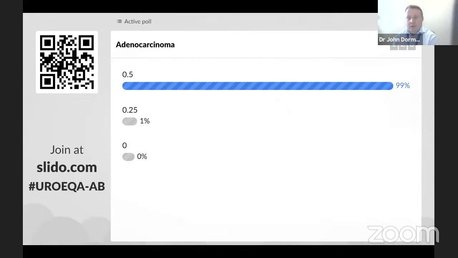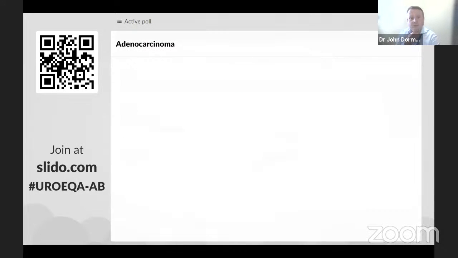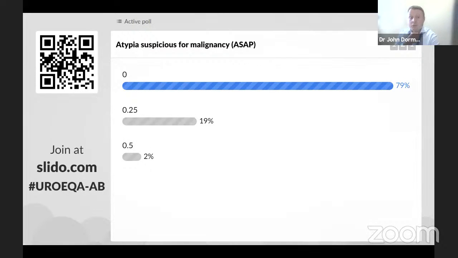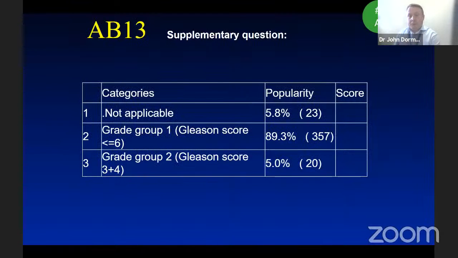Okay, so adenocarcinoma gets the full 0.5. Benign is 0, and ASAP is also 0. A few people, 20% of people, thought it might have 0.25, but nearly 80% of people thought it was 0. Sorry, 0, so ASAP gets 0. And then the supplementary question was to Gleason grade group it if it was adenocarcinoma, which we've agreed it is. The vast majority of people thought it was Gleason grade group 1, so 3+3 basically, although 5% of people thought it was Gleason grade group 2.